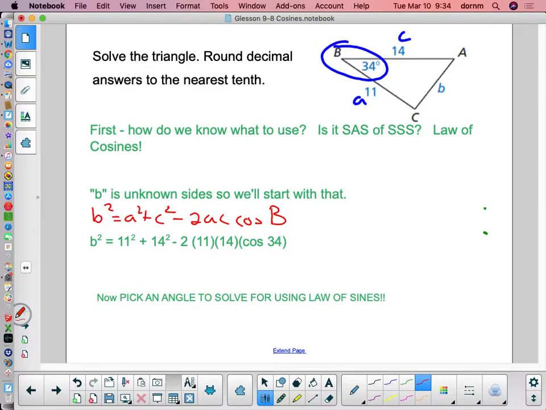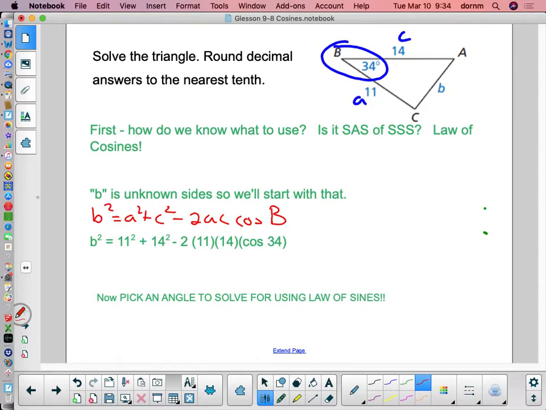Okay, when it's all set up like this, where my unknown is all by itself on one side of the equation, life is so easy. I simply plug directly in my calculator, 11 squared plus 14 squared minus 2 times 11 times 14 times cosine 34. And I get 61.65. So that side B is 61.65, right?